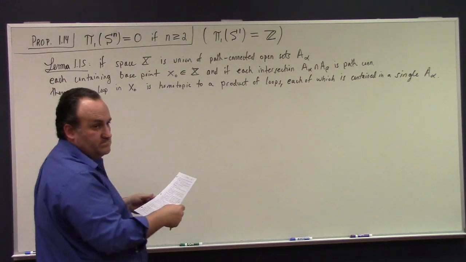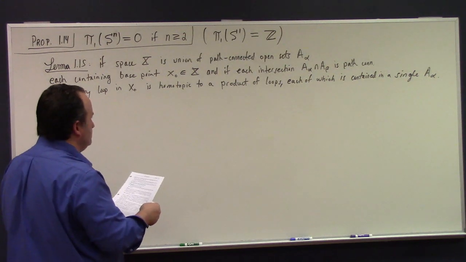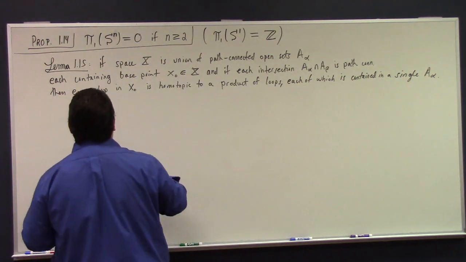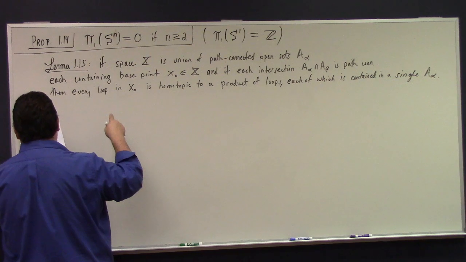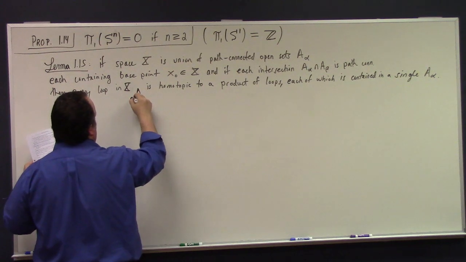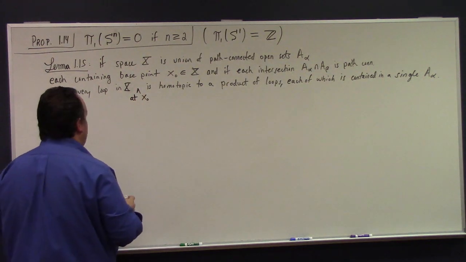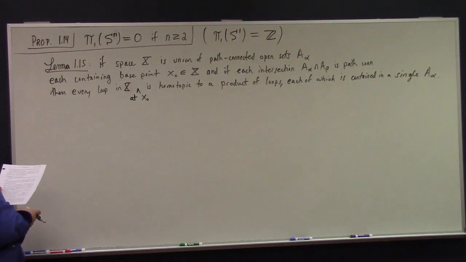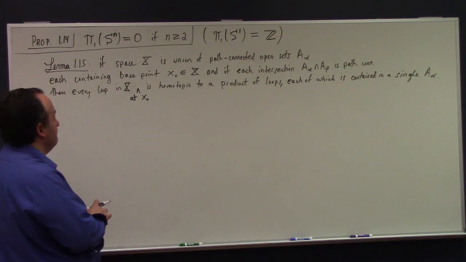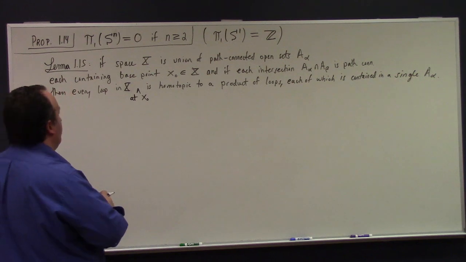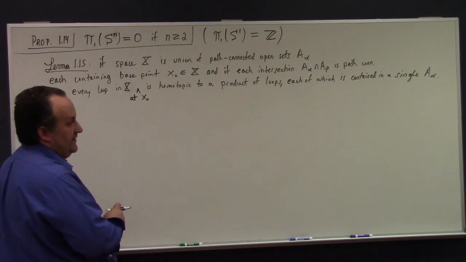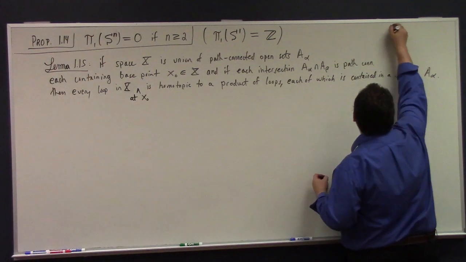What do you mean, loop in X? Product of each loop in X at X naught. Sorry. Thank you. Does every path-connected open set have to be path connected to every other open set? Well, if each one of them contains the base point X naught, right, then just make that.